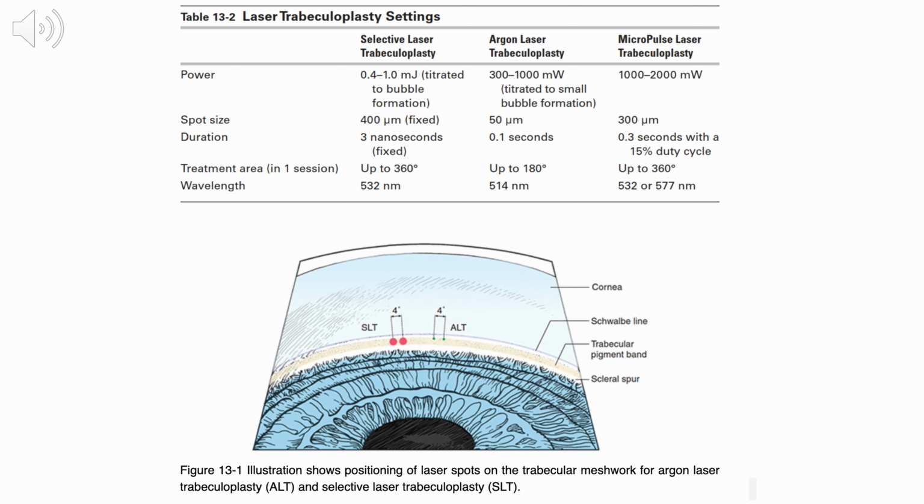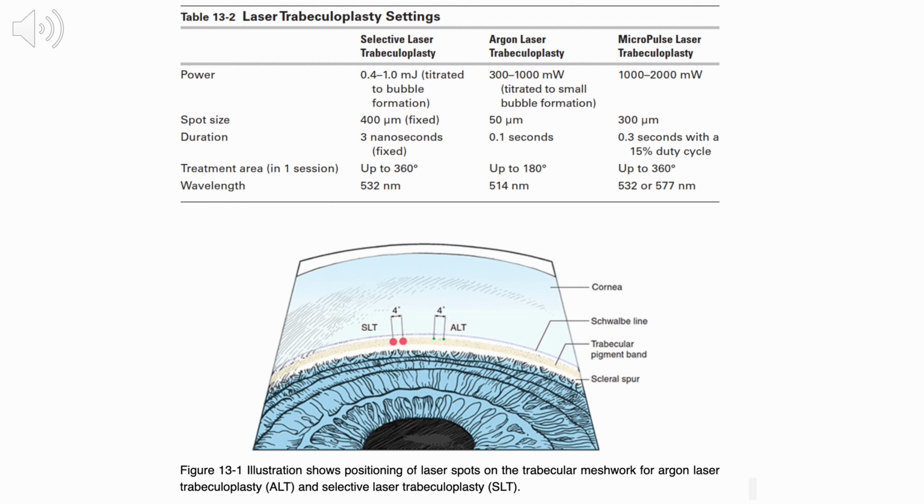The illustration below shows how these laser spots are applied relative to the Schwalbe line, the trabecular pigment band, and the scleral spur. SLT and ALT target the same anatomic region, but their energy profiles and tissue effects are fundamentally different.